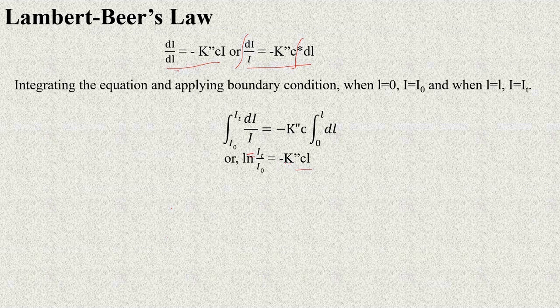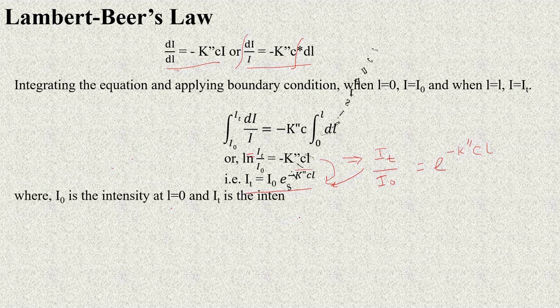Finally we find this equation, which comes from here: IT by I0 is equal to e to the power minus k double dash CL. So you have to identify this equation. This is a very fundamental equation.